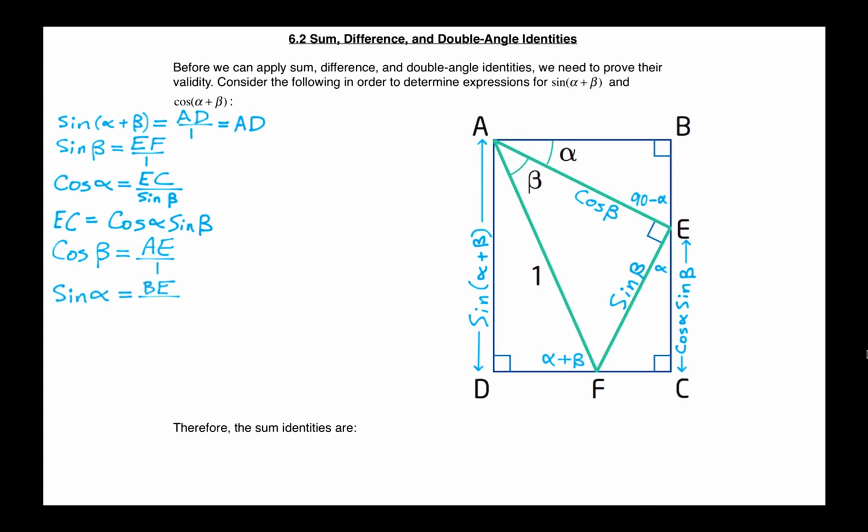And now the sine of alpha can be written as BE over cos beta. So the sine of alpha would be the opposite side BE over the hypotenuse cos beta. And now if we cross multiply to solve for BE, it's sine alpha times cos beta. So I can write that here.